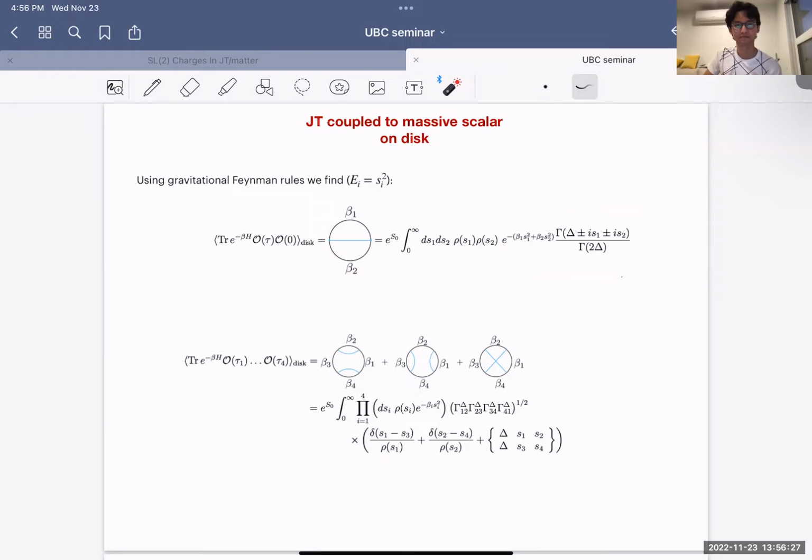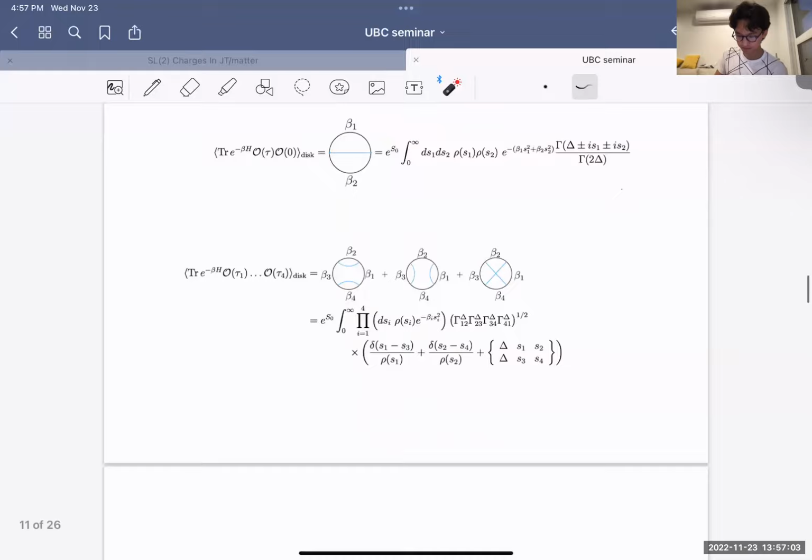Okay, so for the four-point function, you have three chord diagrams, which are essentially like Wick contractions. And again, using those rules from the previous slide, the first two terms, they contain only these gamma functions. So this is a shorthand for these gamma functions. And the third term has an intersection and contains this 6J symbol. Okay, so far so good. Well, next we discuss wormholes.